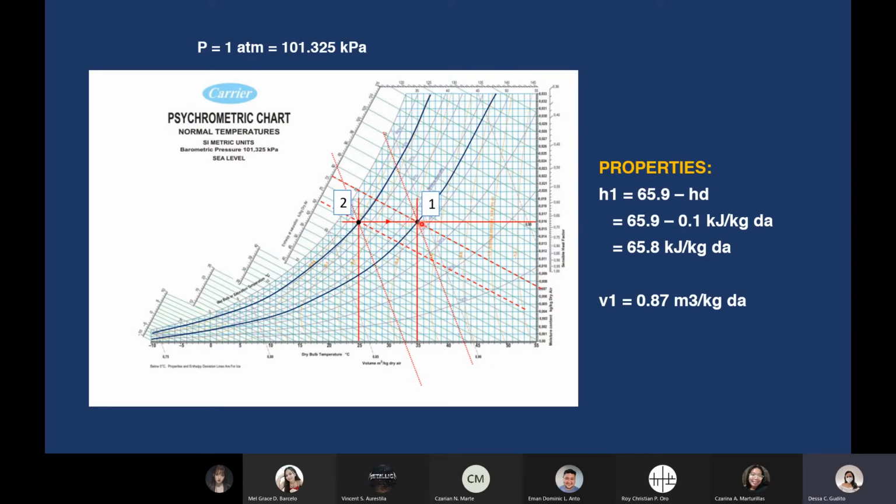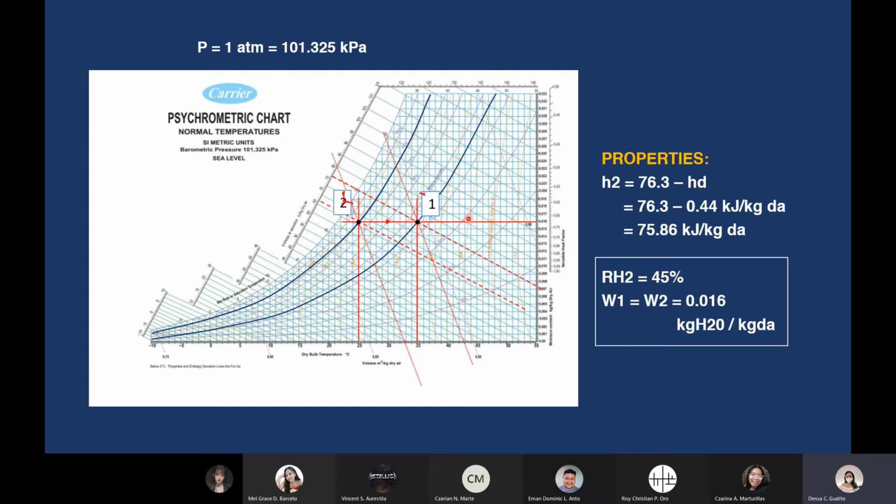So maka-plot na ta og state 2 na to. So state 2. And then we also need to get the values na pod for enthalpy. So H2 kay 76.3 minus HD, enthalpy deviation at 0.44 as approximately. And then so we subtract the values, we get 75.86 kilojoule per kilogram dry air.